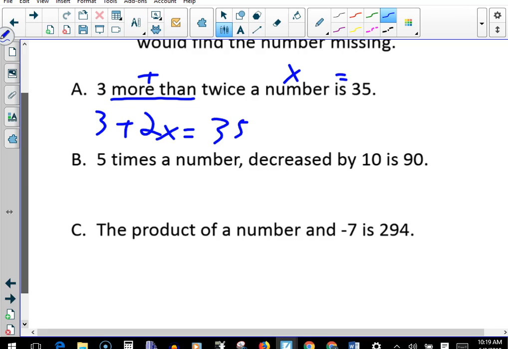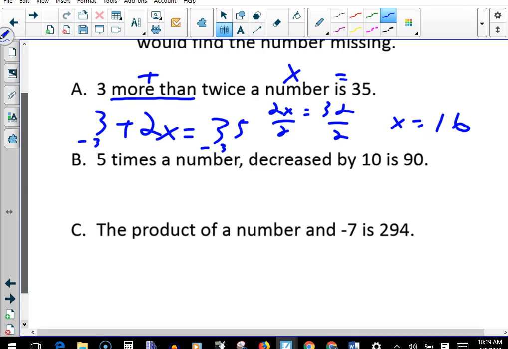Okay, then it said solve it. So we're going to subtract 3 from both sides, which will give us 2x equals 32. Divide by 2. X is 16. So let's check it. 3 more than twice the number. Twice 16 is 32. 3 more than 32 is 35. Boom.